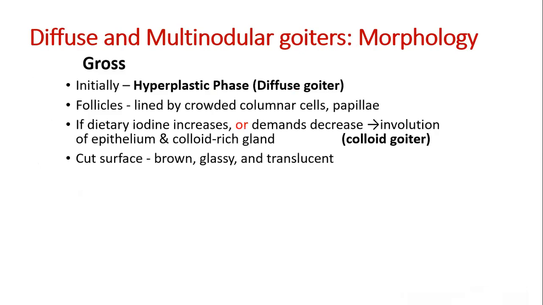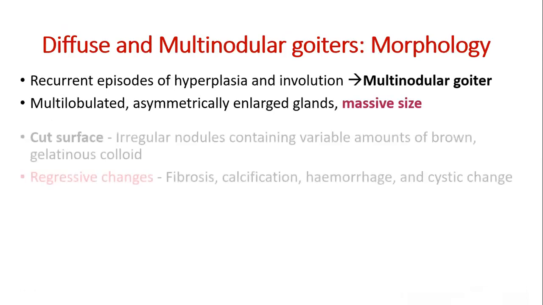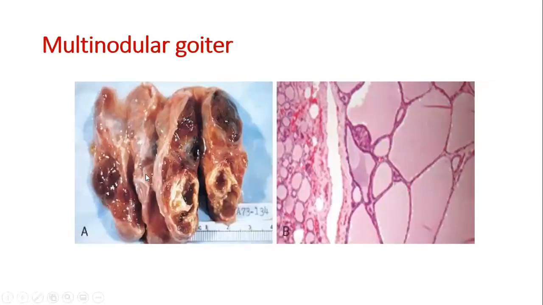So grossly and microscopically, first of all, in the hyperplastic phase, diffuse goiter happens, with follicles lined by crowded columnar epithelium, and microscopically there are papillae, same as in Graves' disease. If dietary iodine increases or demand decreases, involution of the epithelium and gland occurs, and colloid goiter happens. The cut surface is brown, glassy, translucent. What is the picture here? The enlarged thyroid gland. On the cut surface, you see a ground glassy picture.